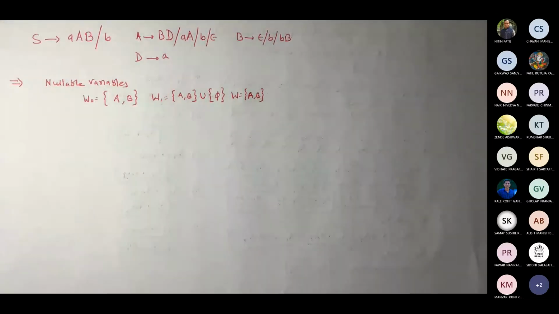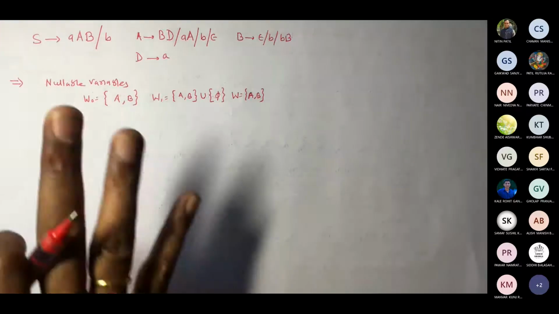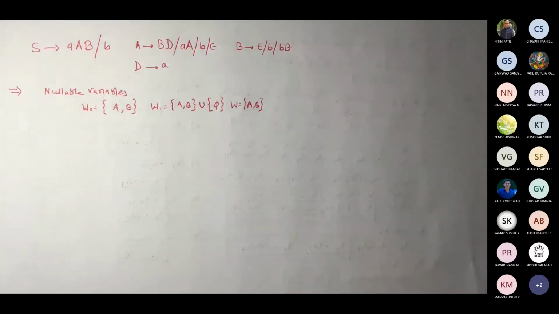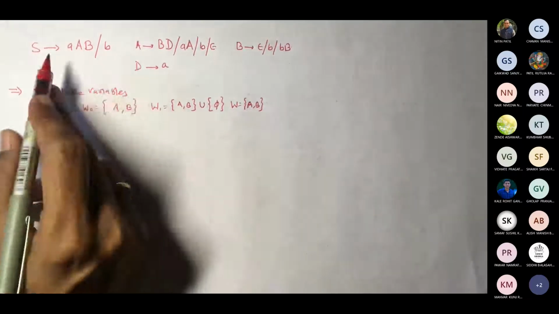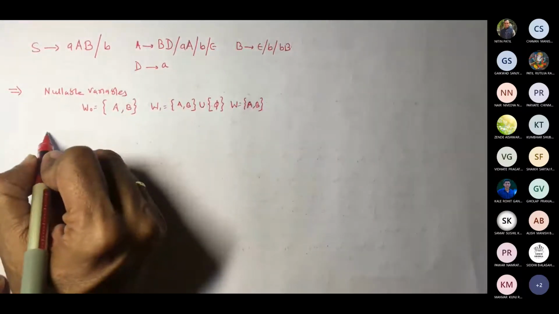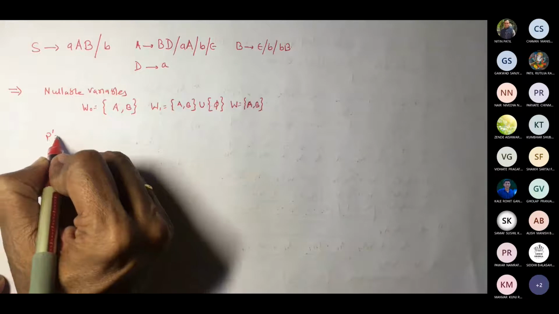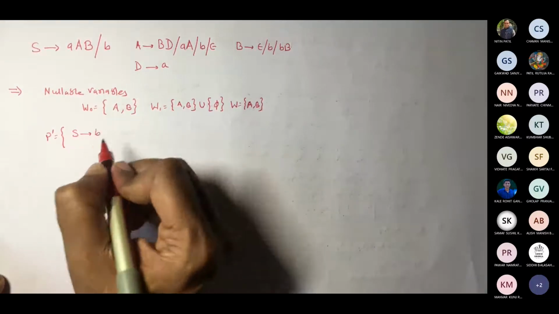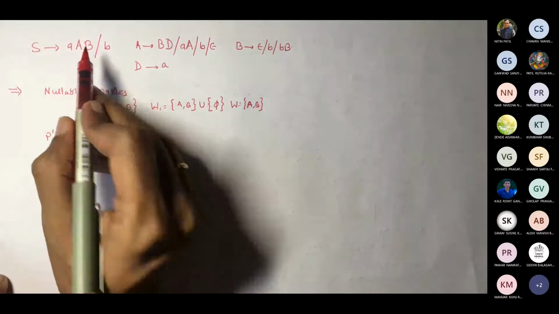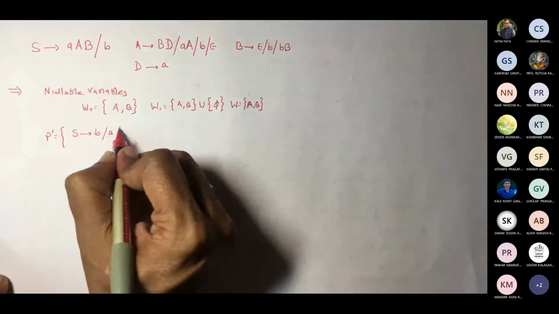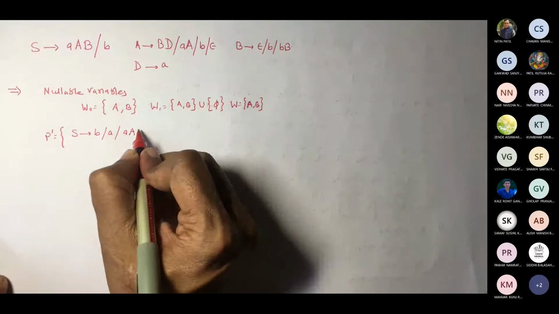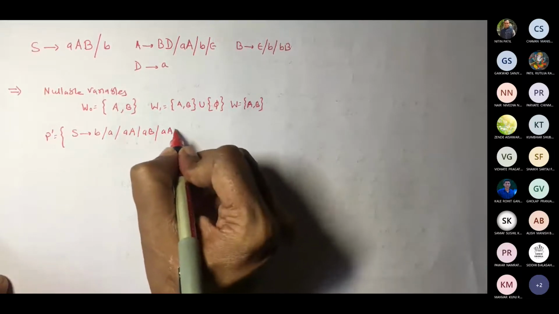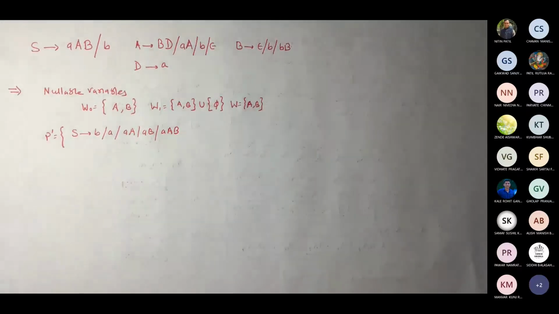Now, as epsilon is not part of the language, we may not have to worry about introducing S1. So we can now write the new production set without null productions. Let me write P dash. So I will start with S. I will write B. Now, as both of them are nullable, I can write A, I can write AA, I can write AB, I can write AAB. Is that fine?